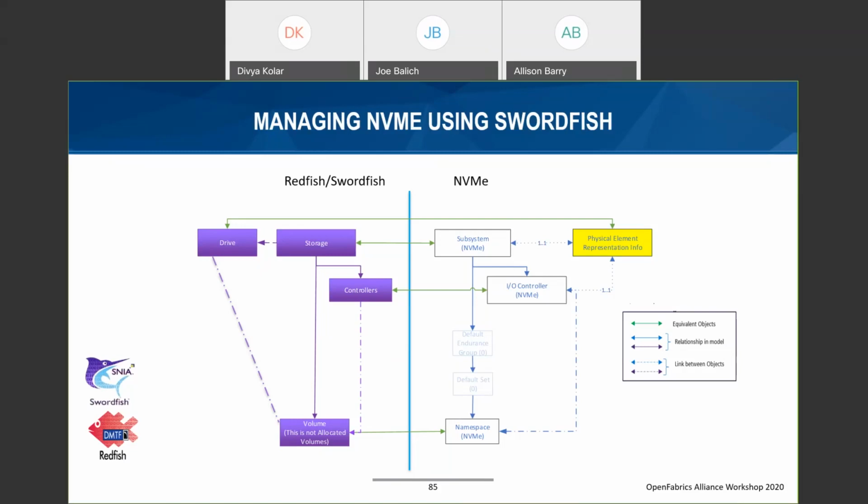We can also see there is a link between the drive in the Swordfish to the volumes, showing that the volume is carved out of that drive. Next slide, please.